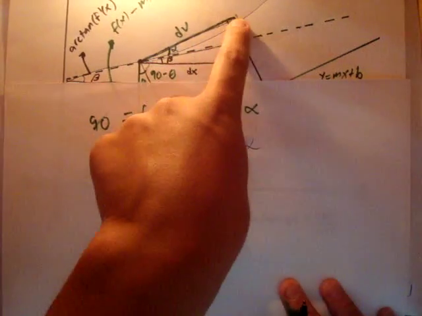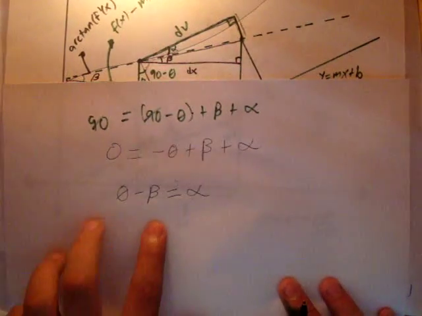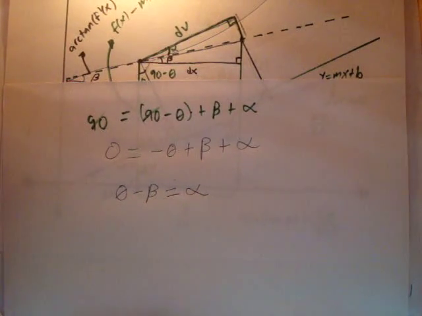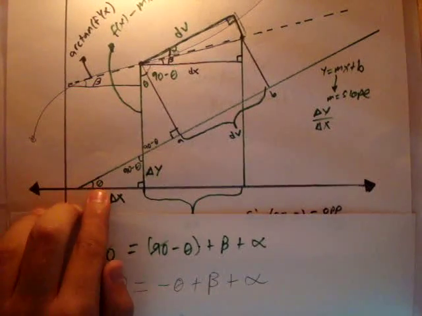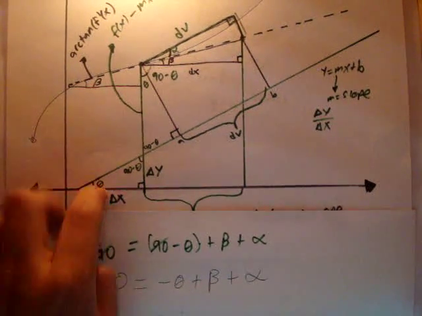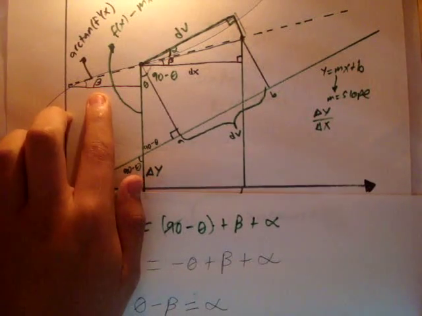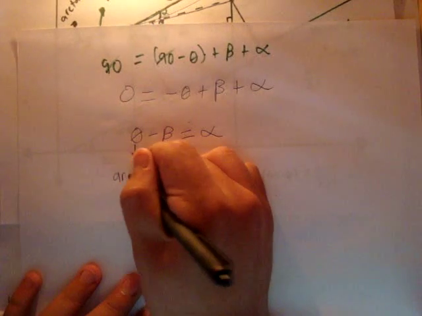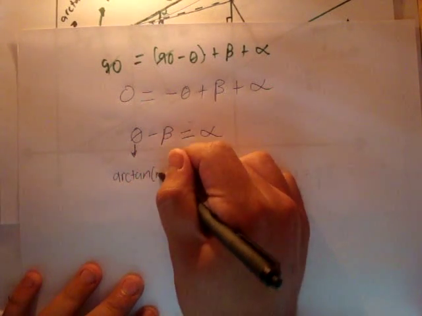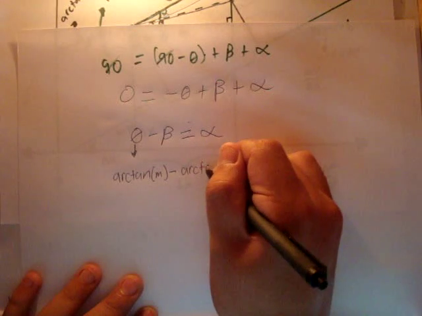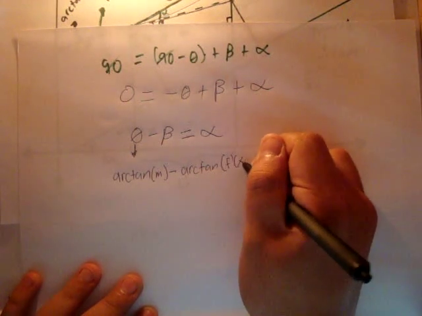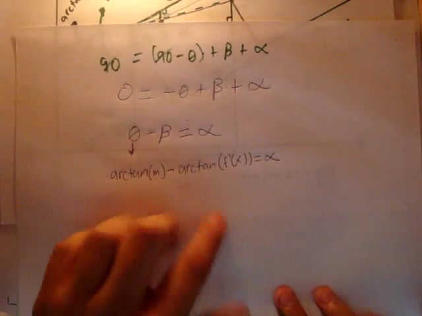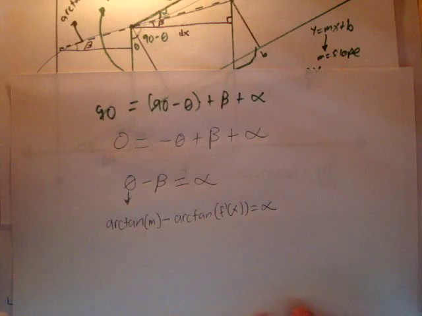we can actually exploit properties of this triangle, top triangle right there. So let's actually expand what theta and beta were. If we look back, theta was simply arctangent of m. Beta was simply the arctangent of f prime of x. So this thing right here, that's arctan of m minus arctan f prime of x equals alpha. Alright, this is super important. Now we can actually continue with what we were doing.